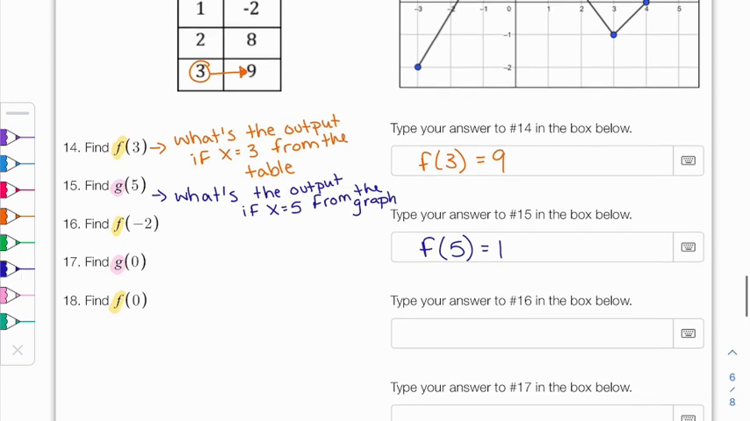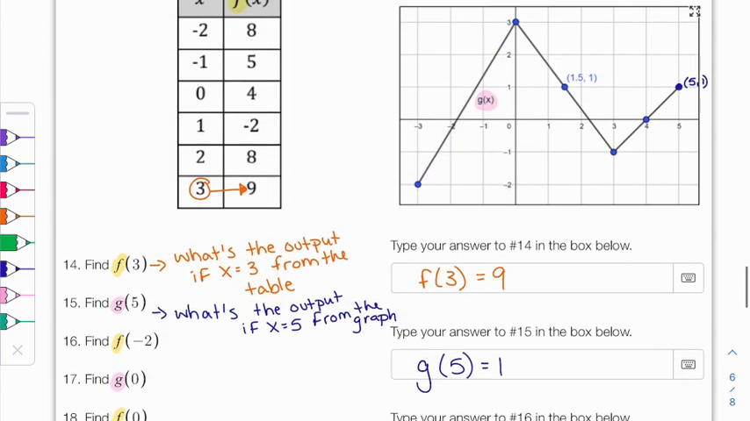Oops, g of 5, not f of 5. One day I'll make a video without mistakes. One day. Today is not that day.